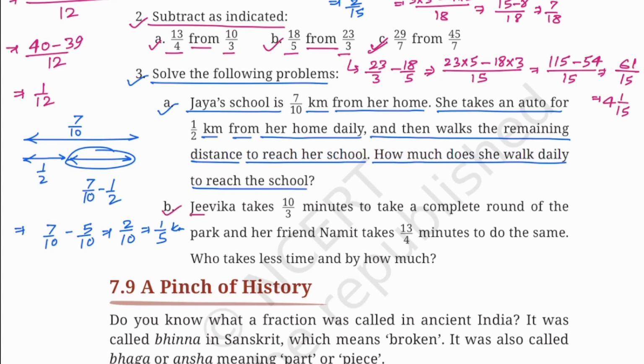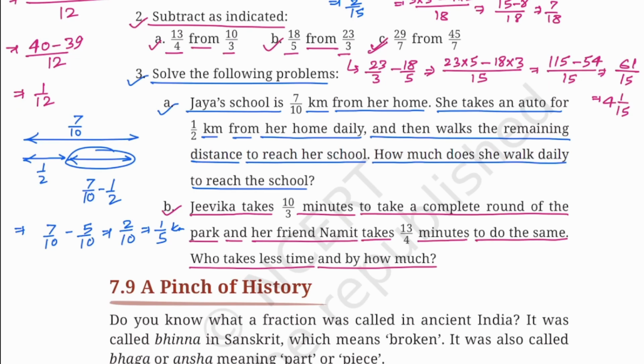B. Jivika takes 10 upon 3 minutes to take a complete round of the park, and her friend Namit takes 13 upon 4 minutes to do the same. Who takes less time and by how much? 10 upon 3 and 13 upon 4, making the denominator same.